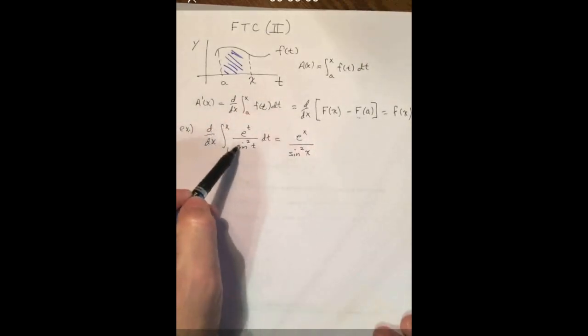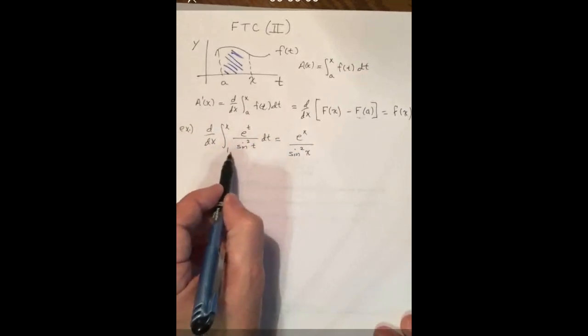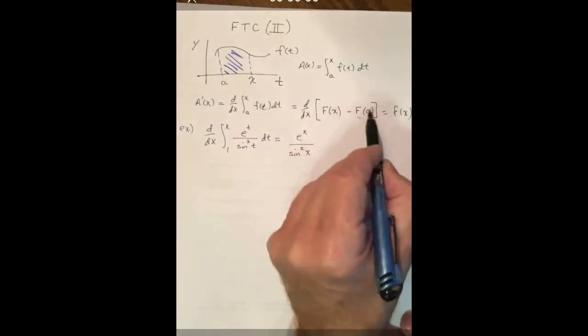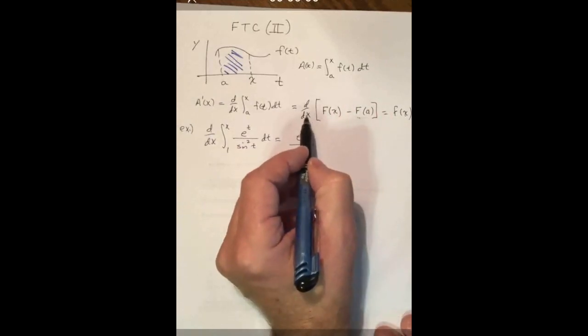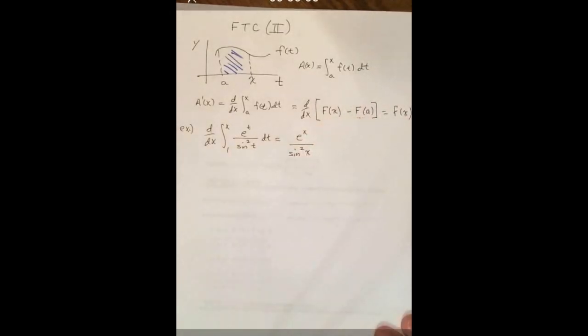We don't find an antiderivative. We don't do anything. We just simply plug x in for the variable t. And the common question I get in class is, well, what happens to the 1? Well, see, this would be capital F of 1, which is just a number. And therefore, when we differentiate, it drops out to 0.